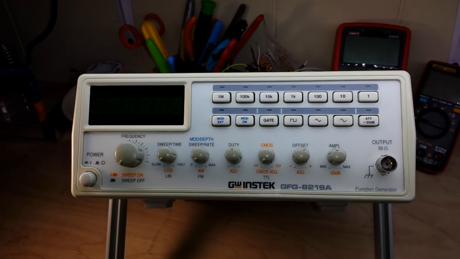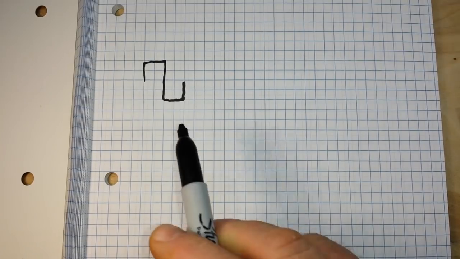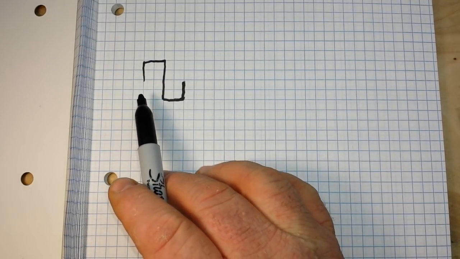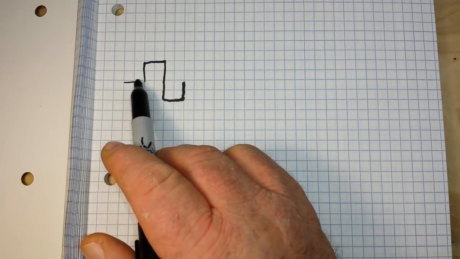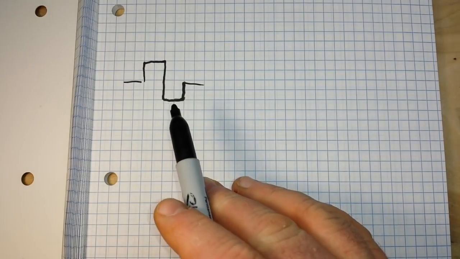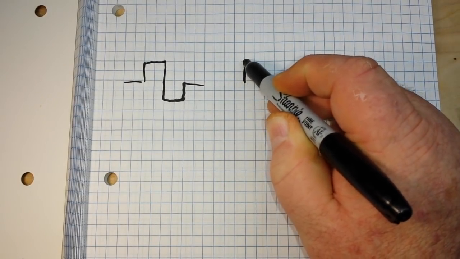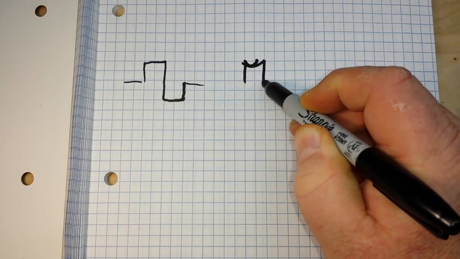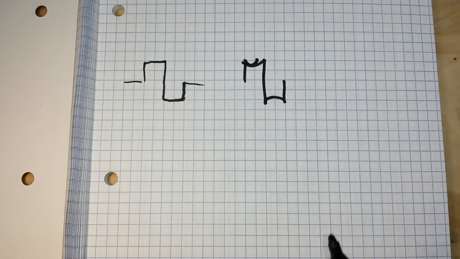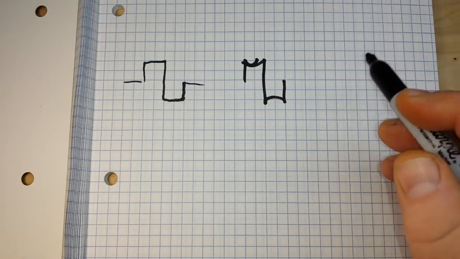Let me show you. Let's say you want to test a piece of audio equipment and it's not sounding the way it should. You set up the function generator to output a square wave. So that's what we have here, a square wave. You send that through the equipment, you put your oscilloscope on the other end, and what you get out say looks like this. Well, what you have here is frequency distortion, a low frequency distortion.